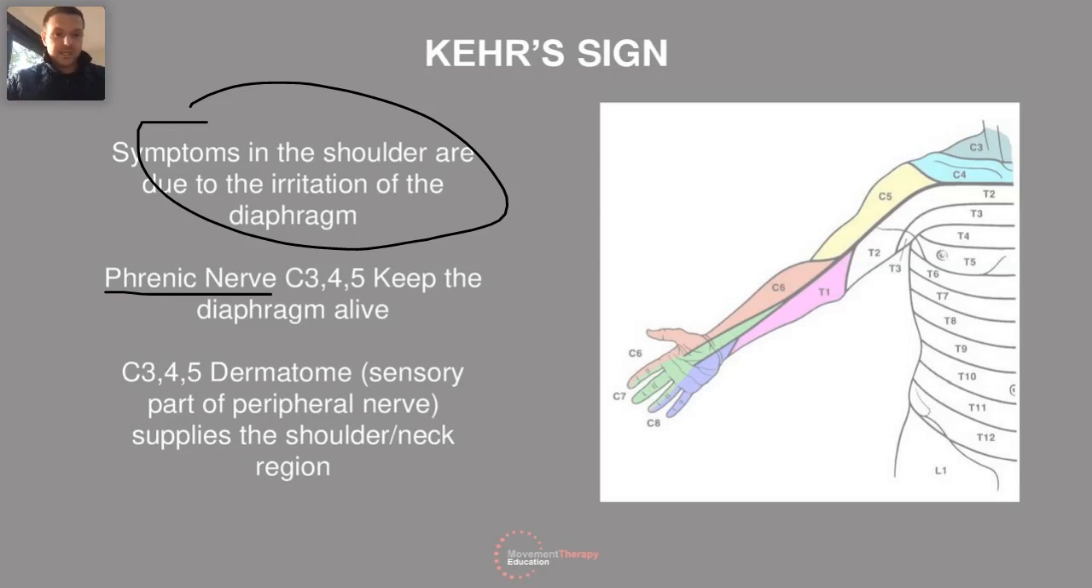Okay, so if you've not heard it before, there's a nerve called the phrenic nerve, and the way I remember this, bit sad anatomy person that I am, is C3, 4, 5, keep the diaphragm alive. Okay, so that's a good way to remember it. So C3, 4, and 5, keep the diaphragm alive. And around the C3, 4, 5 area is the dermatome, so the sensory part of the peripheral nerve that supplies the shoulder and neck. So if we have a look at this, you might have seen these diagrams before. That is C3, 4, and 5.